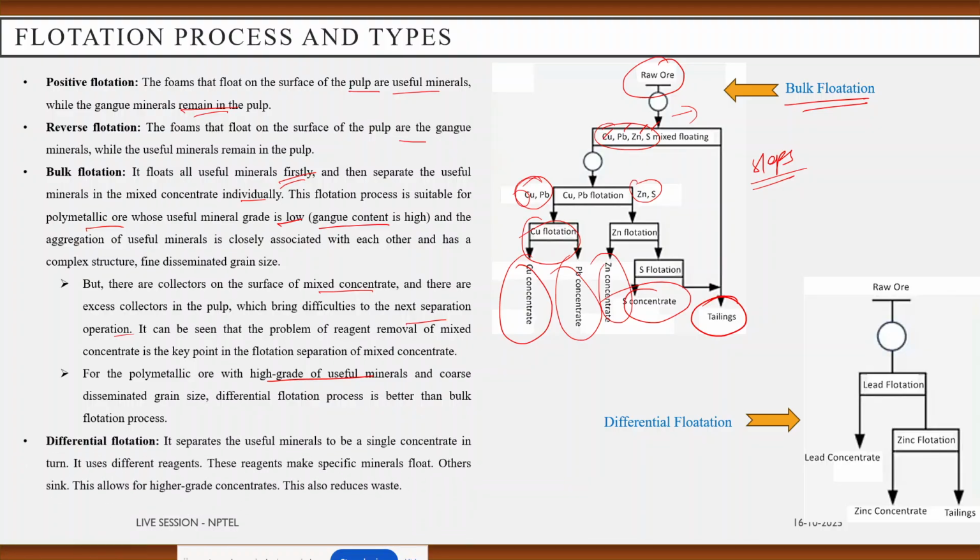Now coming to the differential flotation process, it separates the useful minerals into a single concentrate each. It uses different reagents. These reagents make a very specific mineral float, while others sink. So this allows a very high grade concentrate, and this will also reduce the amount of waste generated. So this is the typical flow sheet for differential flotation.